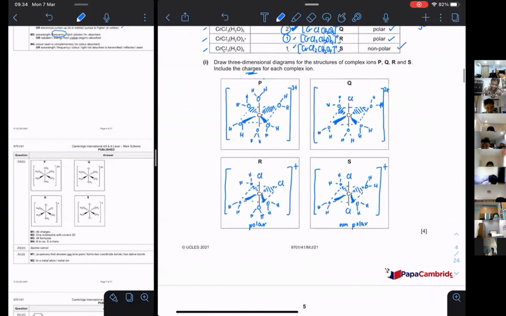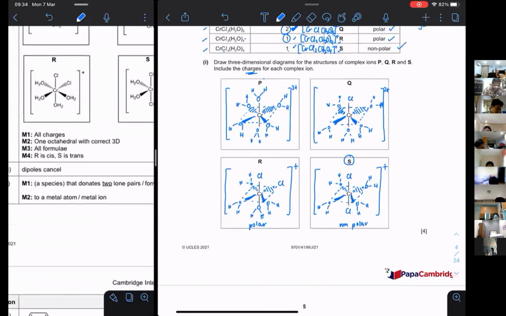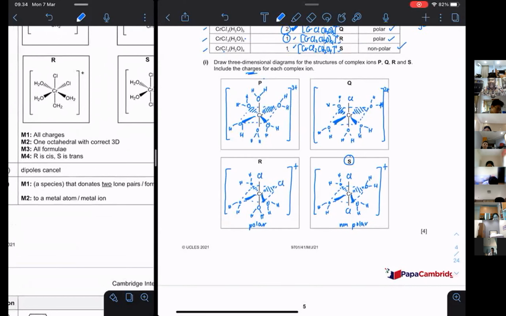Complex ion S is non-polar because the Cl and Cl, before looking at the marking key, I'll tell you, normally you would mention the Cl cancel out, but normally we need to tell what cancels out. The dipole moment cancels out. But let's see what the answer is. Okay, you see, dipoles cancel.